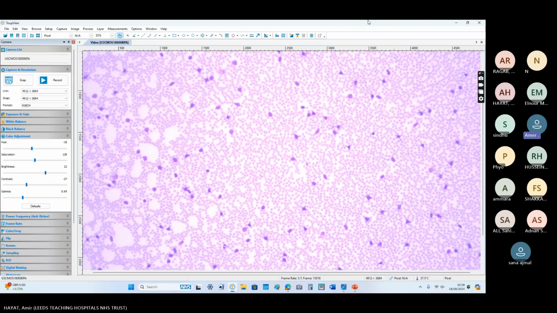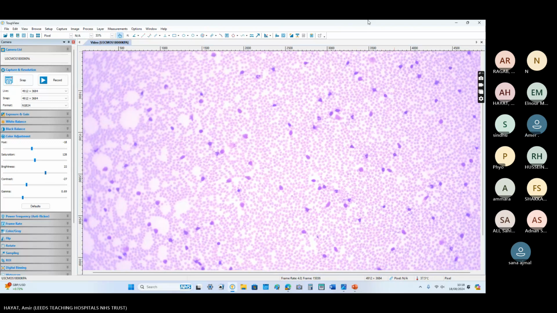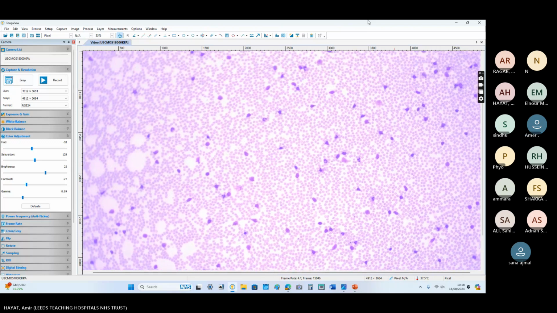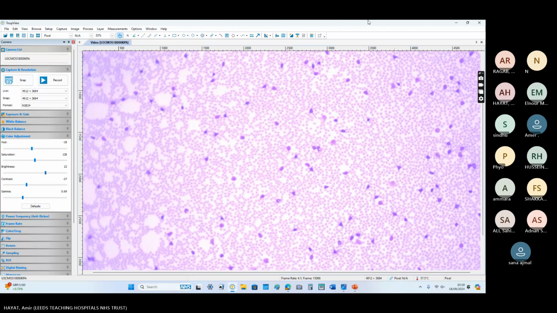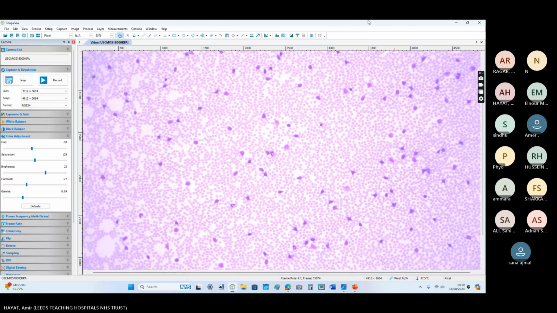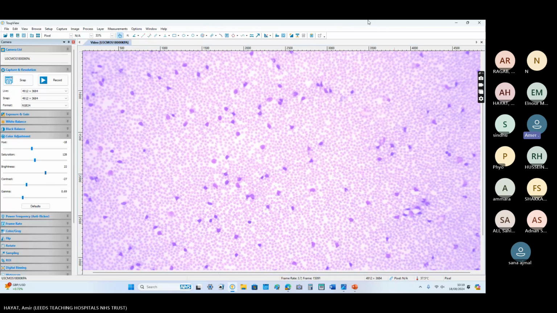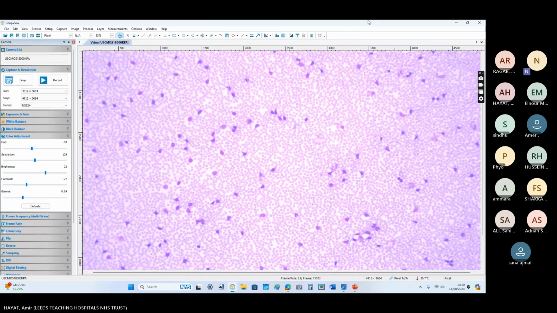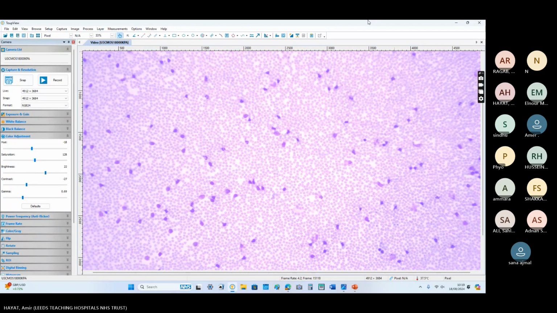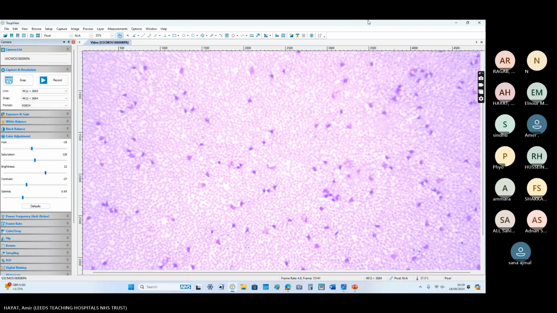So this is the power 10. On power 10, it seems to be a high TLC count. Okay. And power 50.